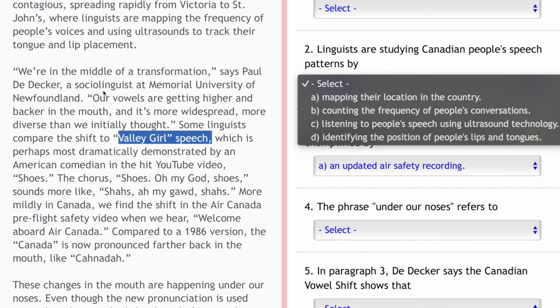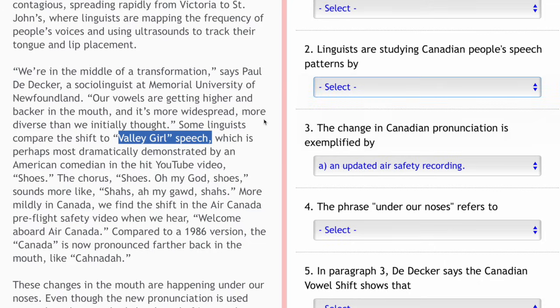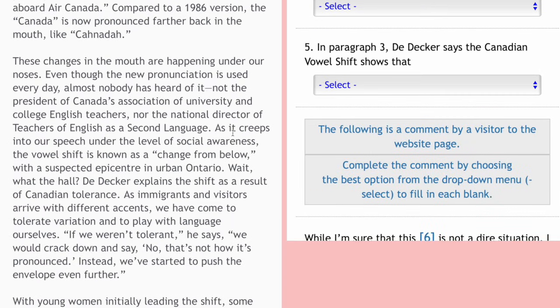Well, the Decker is a sociolinguist here. Didn't really say that one there yet either. Let's look at paragraph 3.